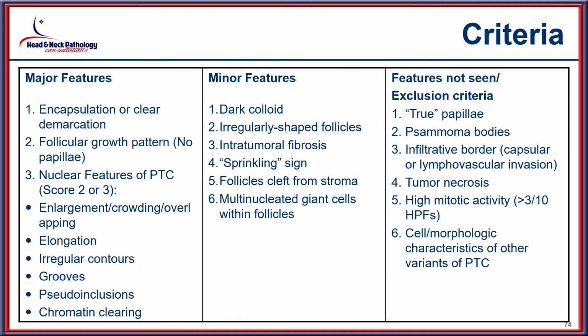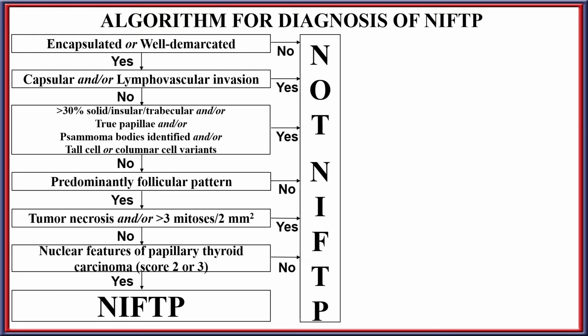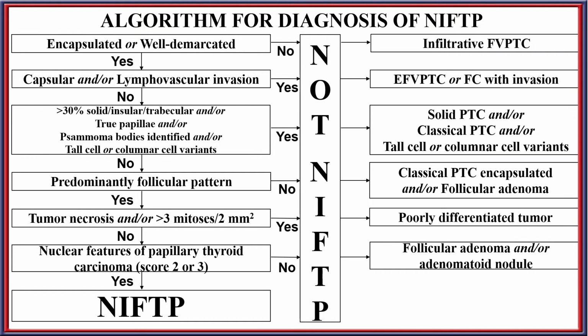So when one thinks about the criteria for NIFTP, they're divided into major features and minor features, and then of course those that should not be seen or are exclusionary features. And since we're going to discuss each of these in great detail, suffice it to say that an algorithmic approach for this is probably the best thing. As you go through this particular algorithm, which we're going to do now for the next few minutes, no matter what you do, if the criteria is not applied, you go to something else. And that something else can be a whole variety of different tumor types and categories. We're not going to talk about any of those on the right-hand side today, but instead we are just going to focus on what you see on the left.